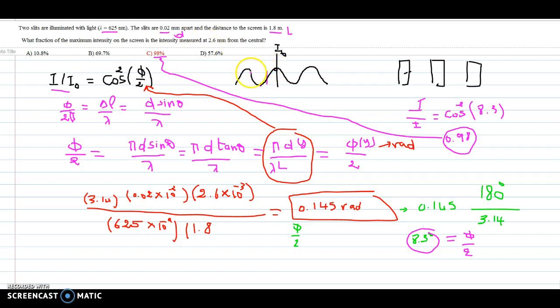At that point we are either here somewhere. This is also I0, remember, this is also I0, but we are talking about the central, I think. Well, no, it doesn't say the central. So we are very close because it's 98%. It's almost the same. So we are very close, either here or here, very close to the I0. All right. So this is how we handle the intensity.